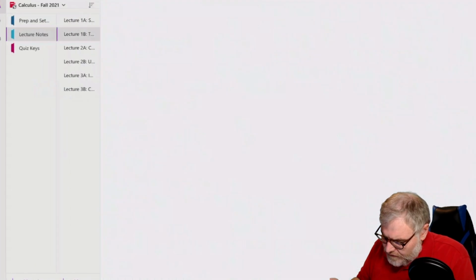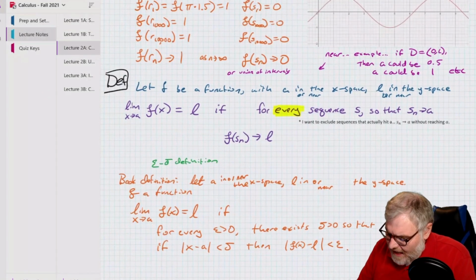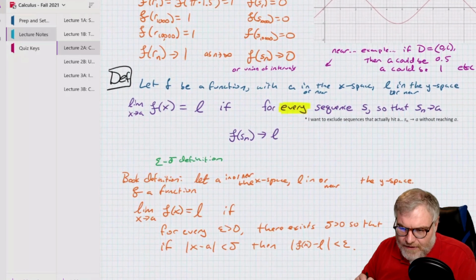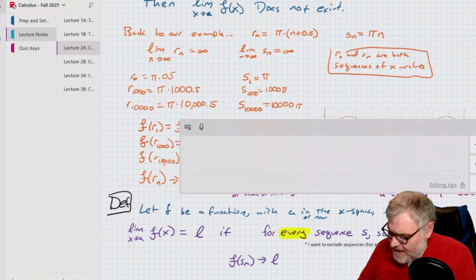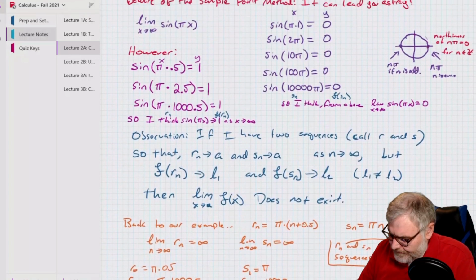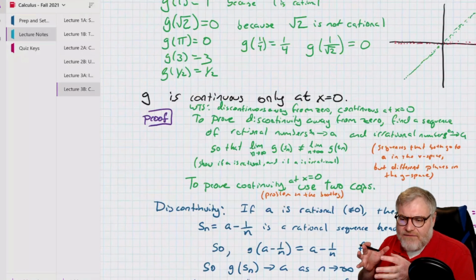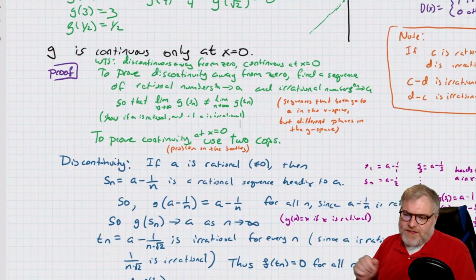So if we flip back to this idea from lecture 2a, I had this definition of the limit. If f is a function with a some number in or near the x space and l in or near the y space, the limit as x goes to a of f of x equals l if every sequence Sn going to a, excluding those that actually hit a, has f of Sn going to l. Remember, that's the intuitive idea: I can pick a sequence here and a sequence there, and any estimate I make is all going to go to the same point. So I can break the limit of a function if I can show that there are two sequences going to the same place in the x space, but different points in the y space.